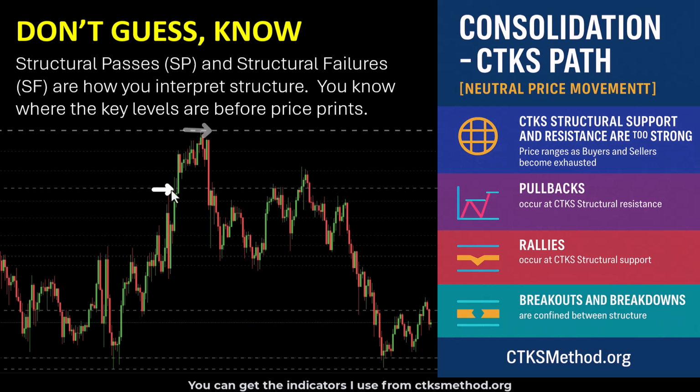When we get a structural pass, that creates positive structural attraction to the level above. When we get negative structural attraction, it's accompanied by a structural failure. I'll get into this in more detail later on, but you can see clearly at a resistance level, you get a pullback, and there are multiple resistance levels. At support levels, you get rallies.